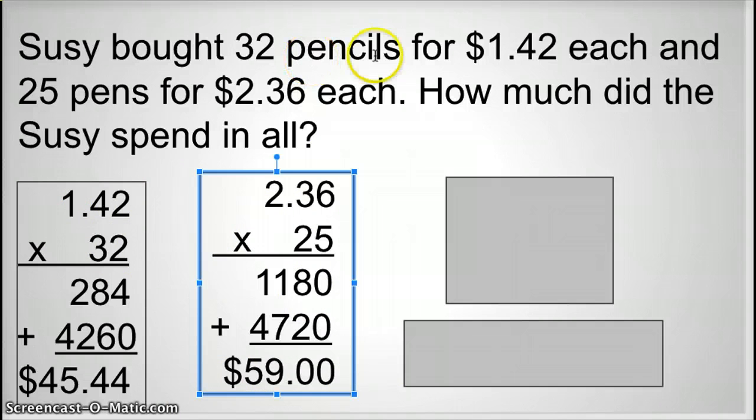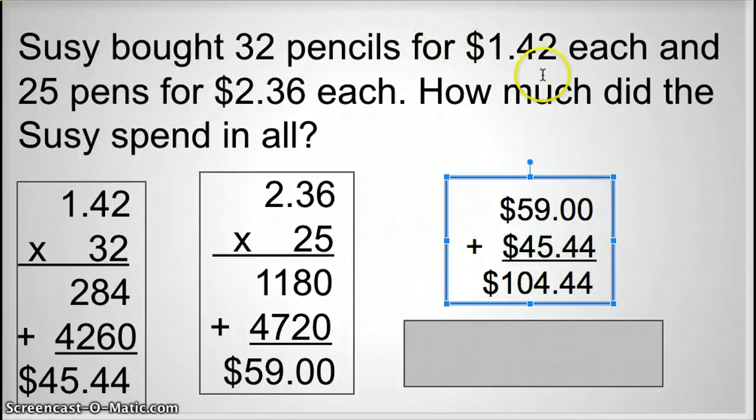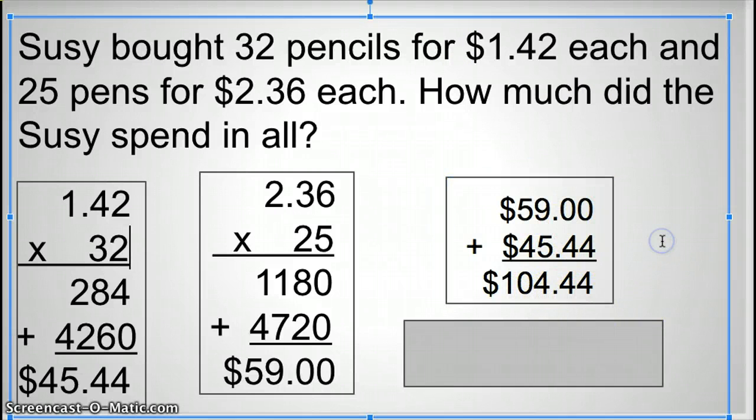The third step is, it says how much did Susie spend in all. So what do I have to do with these two amounts? Hopefully you knew that you had to add to get $104.44. Now I'm not done, because the last step needs to be done, which would be putting it in a sentence.